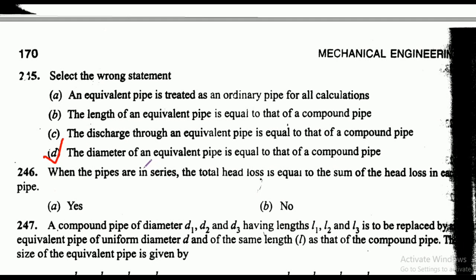Now friends, next question is question number 246. Here it is, when the pipes are in series, the total head loss is equal to the sum of head loss in each pipe. Options are yes or no. So here friends, this statement is correct, that is true. So here correct answer is option A, that is yes.